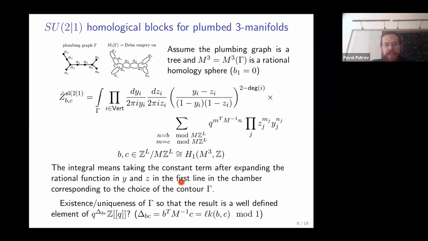But even after that prescription, not for all choices of contours will this give you a well-defined Q-series. So there's a question: what is the condition on the choice of contour gamma so that this actually produces a well-defined Q-series, and if there is such a choice of contour, is it unique?